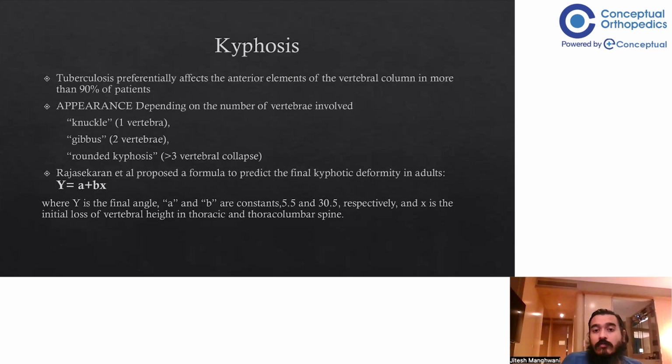So this is how, depending on the number of vertebrae involved, the patient may have a knuckle, gibbous, or a rounded kyphosis. Also, when we come to calculation of the deformity in the patients, Rajasekharan et al. gave this formula: y is equal to a plus bx. Y is the final angle. A and B are constants, which are 5.5 and 30.5, and x is the initial loss of vertebral height in the thoracic and thoracolumbar spine. So, depending on that, you would be able to predict what would be the final amount of deformity.